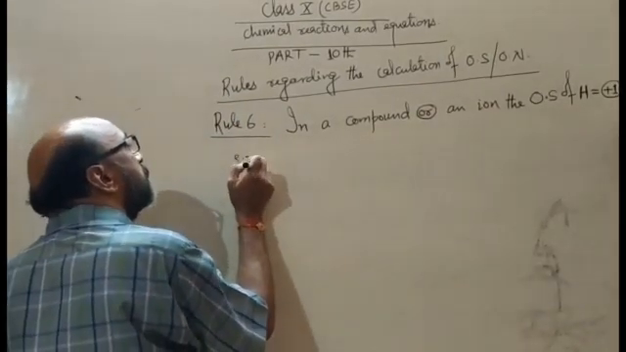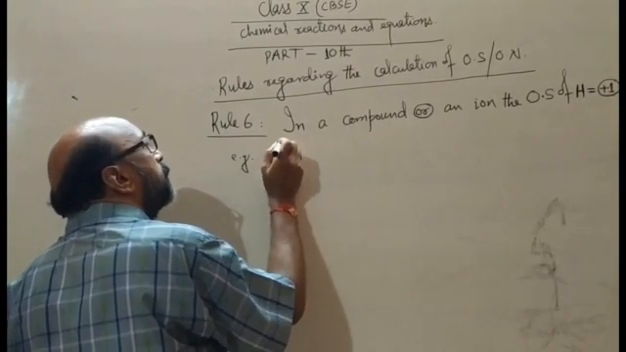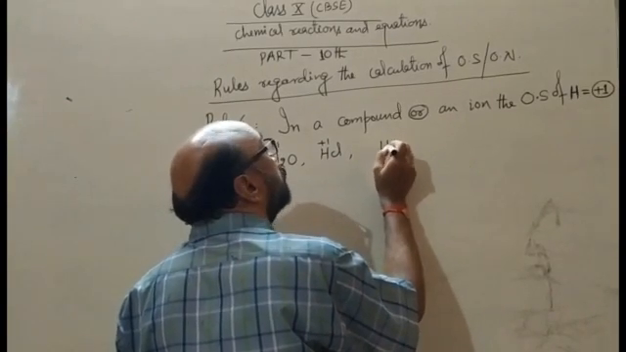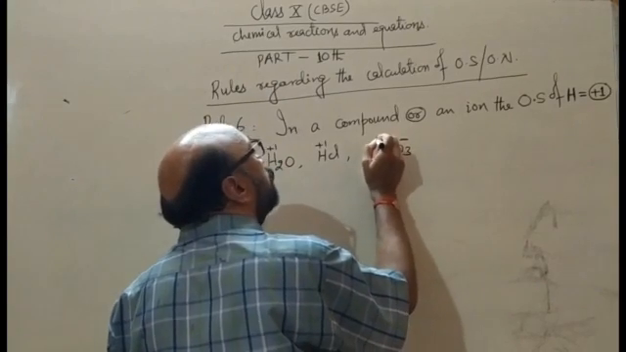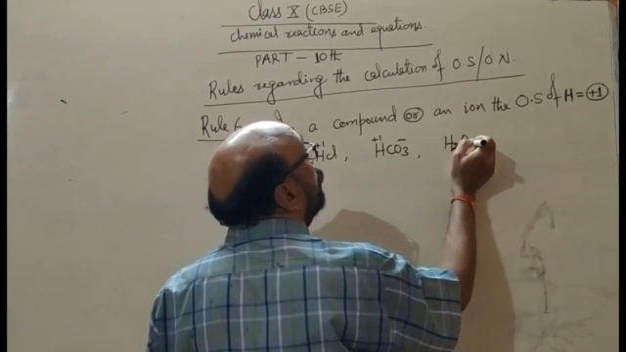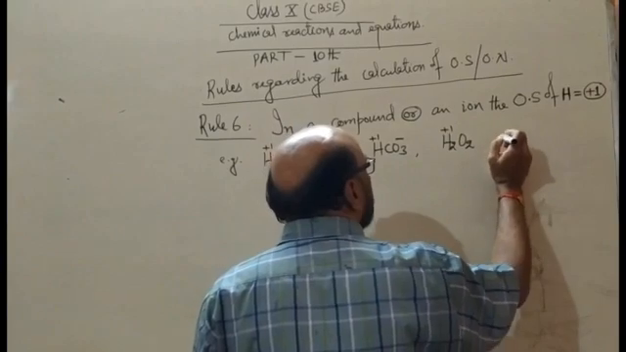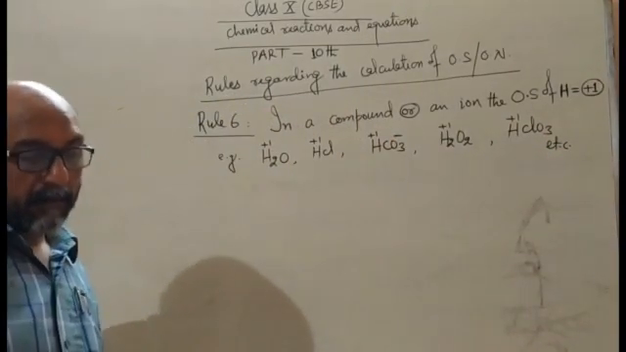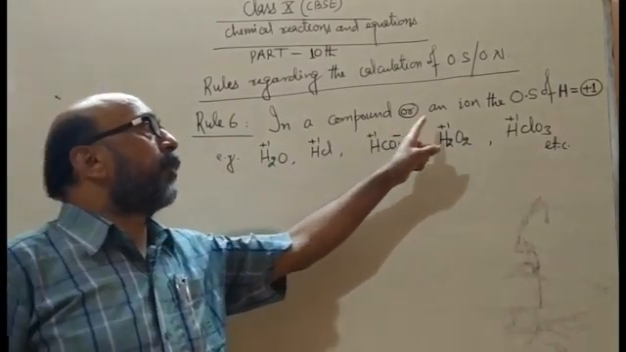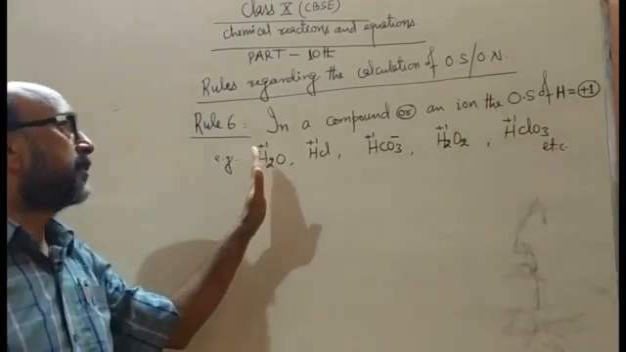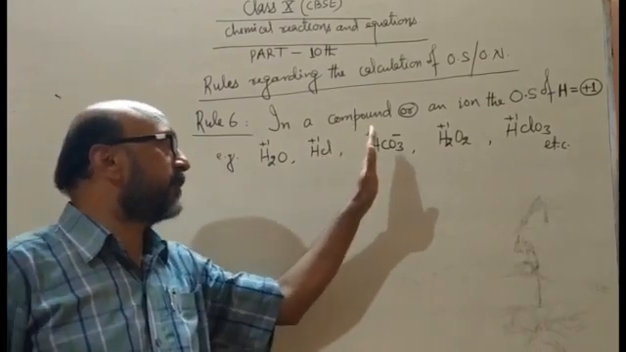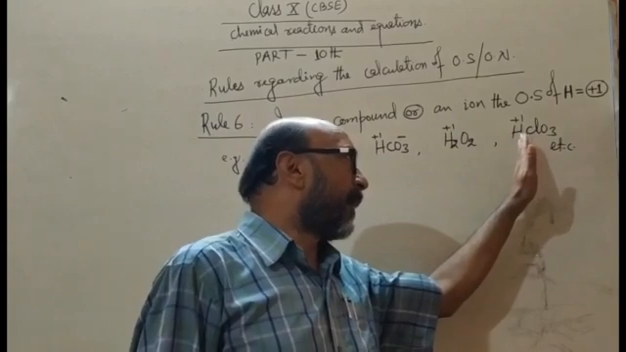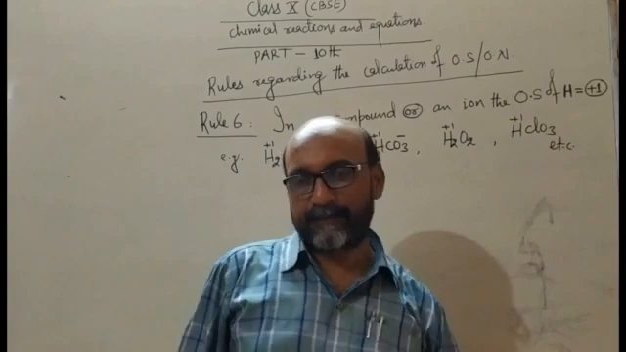Example: H2O, hydrogen plus 1; HCl, hydrogen plus 1; HCO3 minus, this is an ion, hydrogen plus 1; H2O2, hydrogen peroxide, hydrogen plus 1; HClO3, hydrogen plus 1, etc. Now, in a compound or an ion, the oxidation state of hydrogen is plus 1 in water, plus 1 in hydrochloric acid, plus 1 in bicarbonate ion, plus 1 in hydrogen peroxide, plus 1 in hydrogen chlorate or chloric acid. Right?